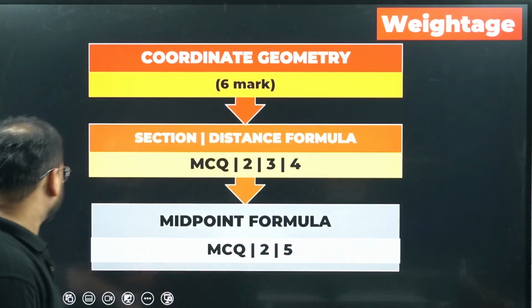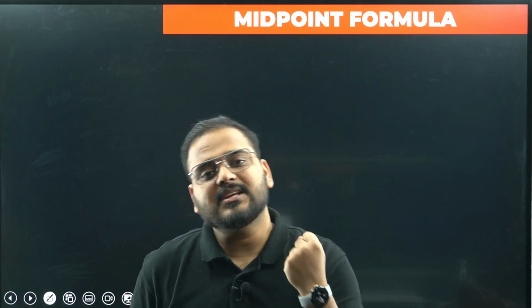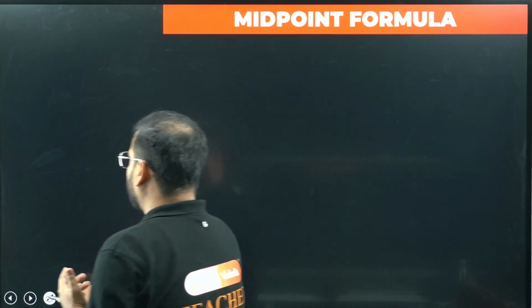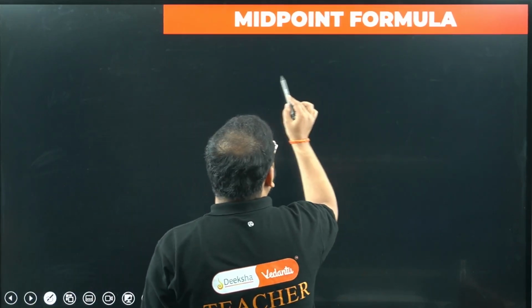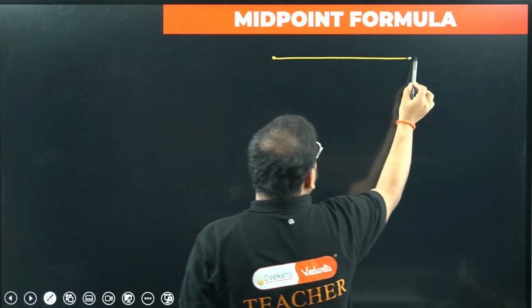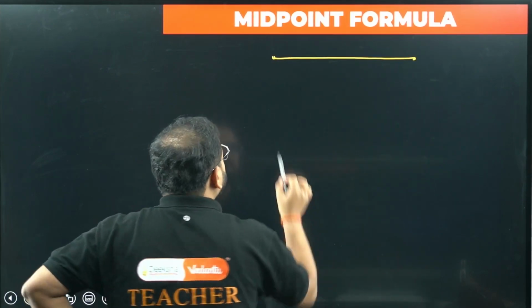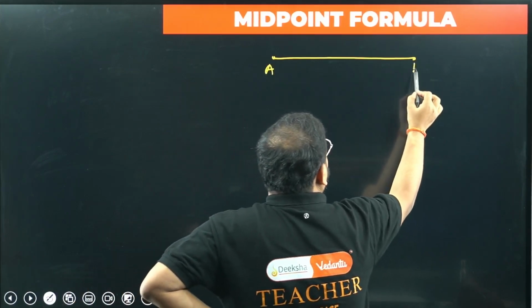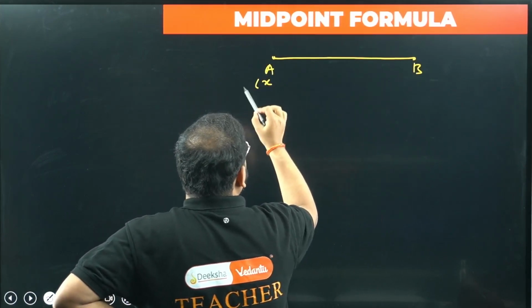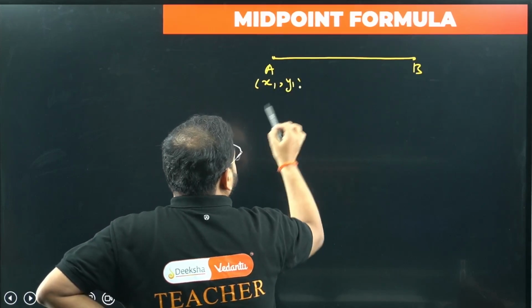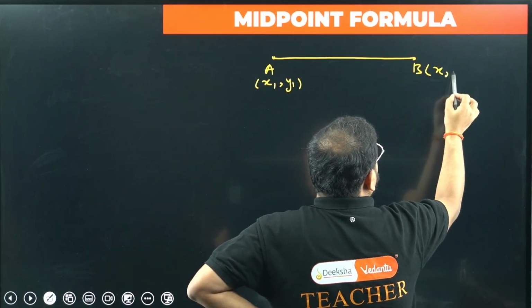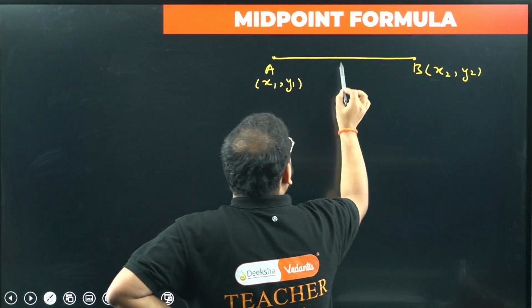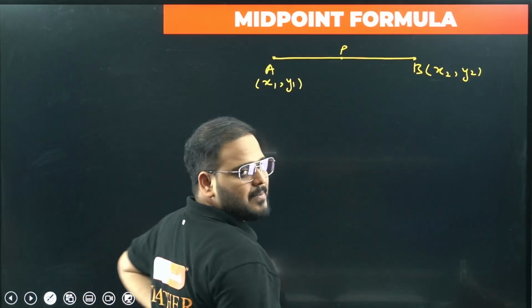Okay, let's move on to the midpoint formula. As I said, it's an application of the section formula. So we're going to quickly recall the section formula, and then we'll see how we can get the midpoint formula from it. Let's see. The section formula, if you remember, was like this. If the coordinates of 2 points are given as A and B, with point A as x1, y1, and point B as x2, y2, and there's a point P on the line AB.